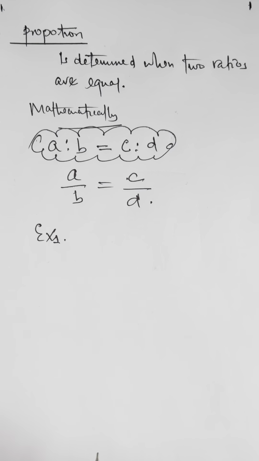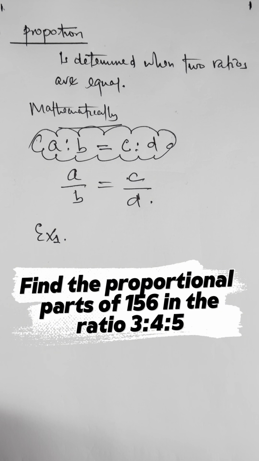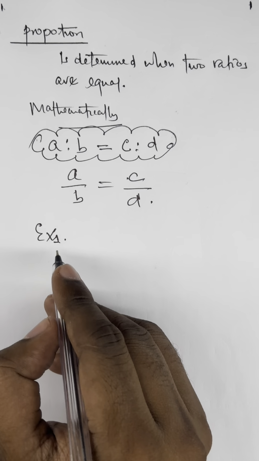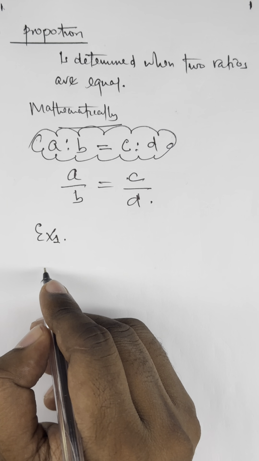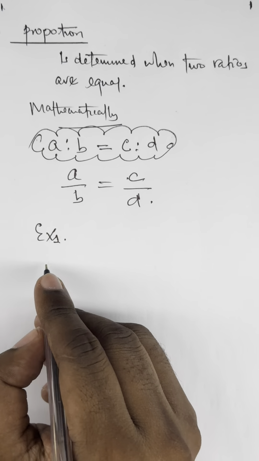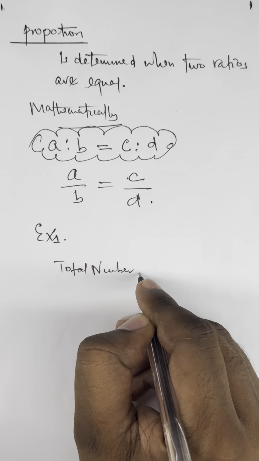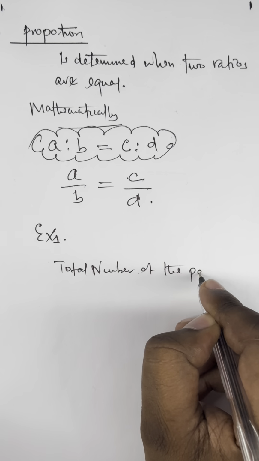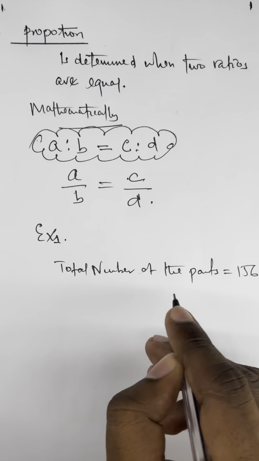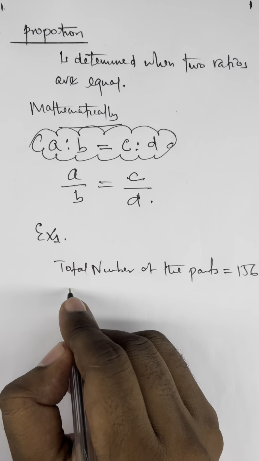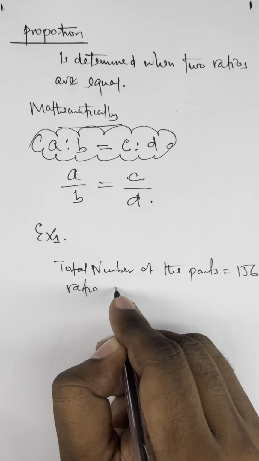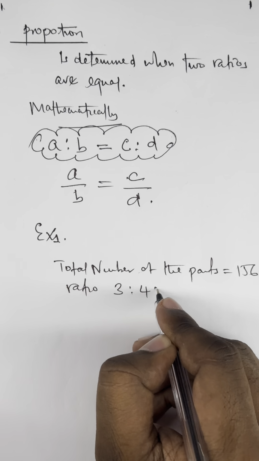So let's look at example 1. It says find the proportional parts of 156 in the ratio of 3 ratio 4 ratio 5. So you have been given the total number of the parts, which equals 156. And then you have been given the ratio, 3 ratio 4 ratio 5.